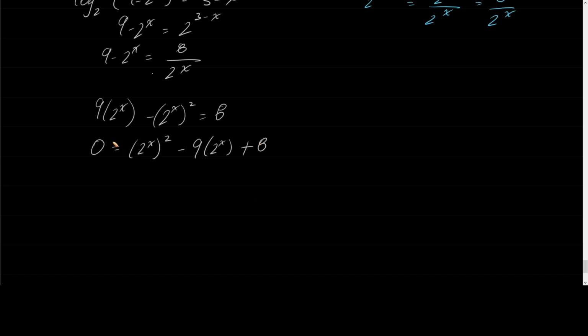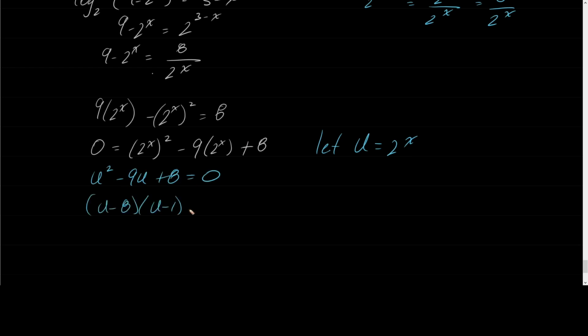And at this point, I want you to notice something. This is in the form of a quadratic function or a quadratic equation, right? It's something like x squared minus 9x plus 8. But we can't use x. So what I'm going to say here is we're going to make a u substitution. We're going to say let u be equal to 2 to the x. So this is going to be now just simply u squared minus 9u plus 8 is equal to 0. This factors out to be u minus 8 times u minus 1, which gives us that either u is equal to 8 or u is equal to 1.